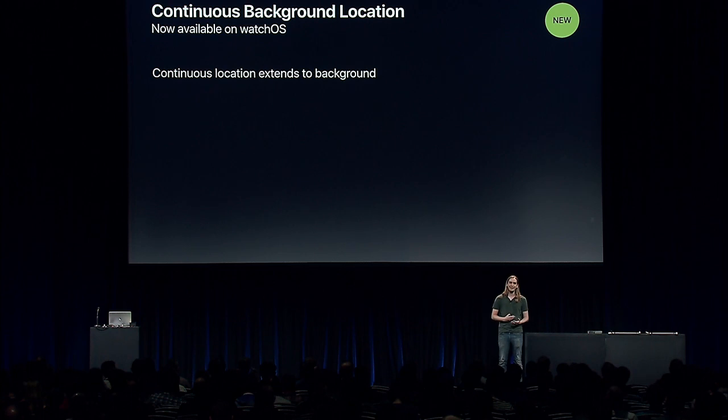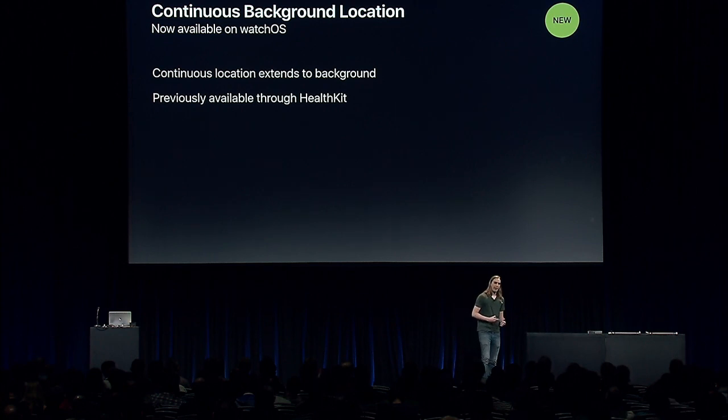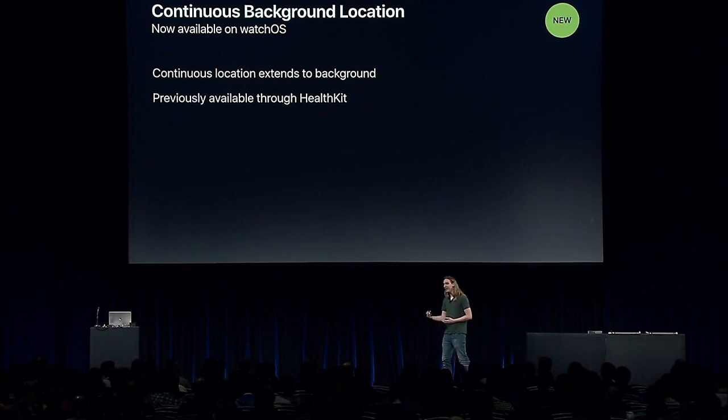For watchOS, we're making our continuous background location API available. You've probably already heard about this API, but just in case, this API allows your app to receive location updates even as it enters the background. Now, in watchOS 3, it was possible to get very similar functionality using a combination of Core Location and HealthKit. An HK workout session would allow your app to continue receiving location updates even if your app was in the background.